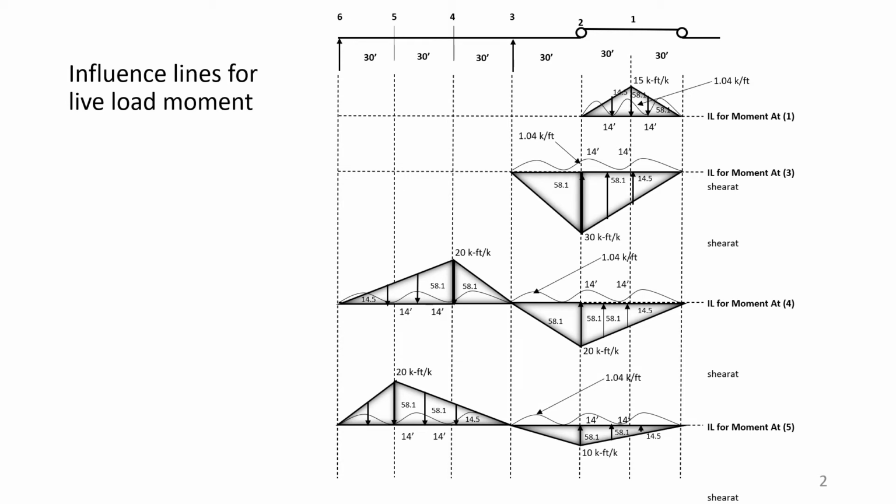One is 58.1 and 14.5, and the uniformly distributed load of 1.04 kip per feet. For finding out the values of the actual moments depending on the location of the wheels and the distributed load, we will calculate this value, and we will show this in the next page.